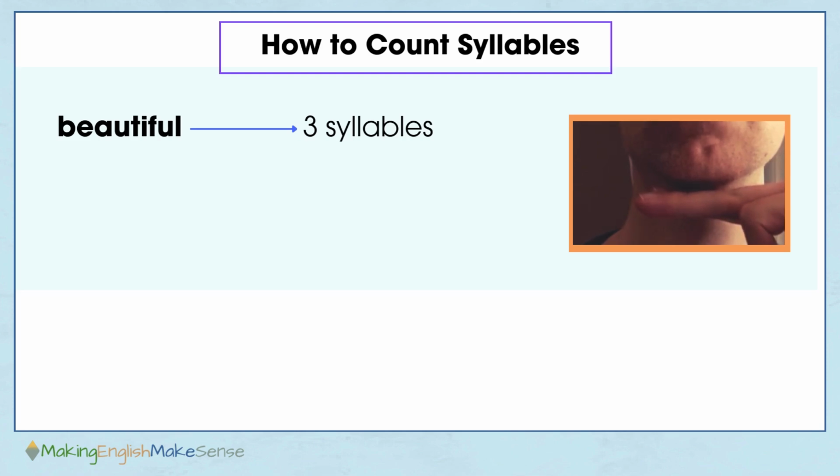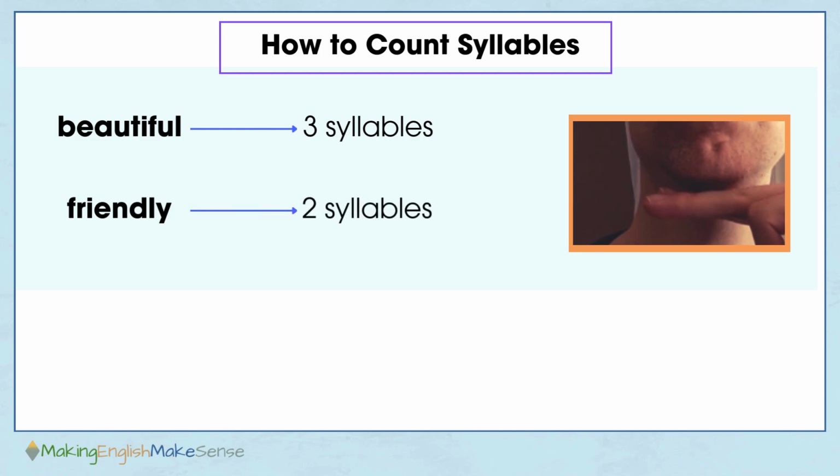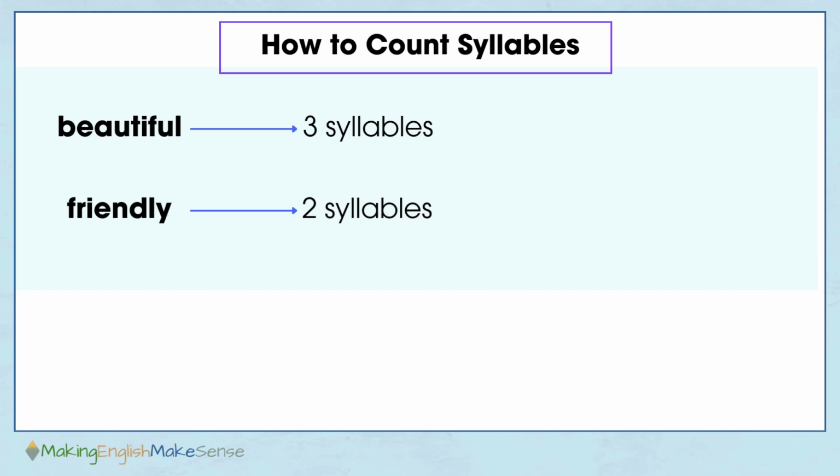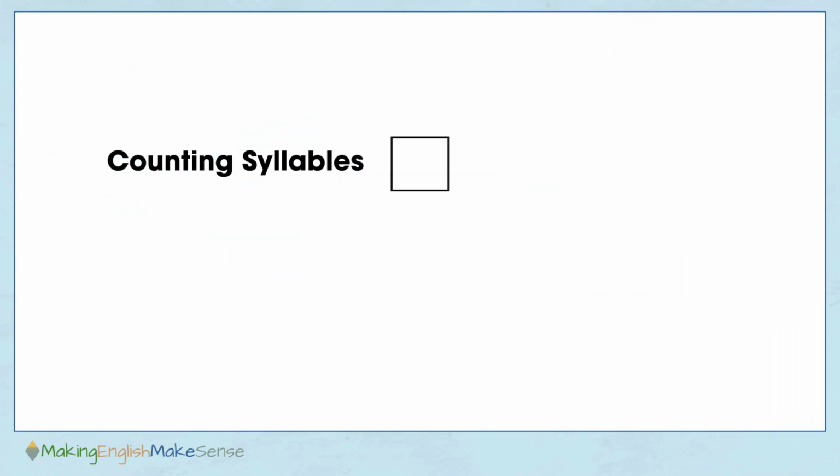Let's do the same thing again, this time using the word friendly. Friendly. This time, my chin touched my fingers two times, so I know that friendly has two syllables. So now that you know this technique, you can use it anytime you're unsure of how many syllables a word has. And now that we know how to count syllables, let's look at the rules for adjectives.